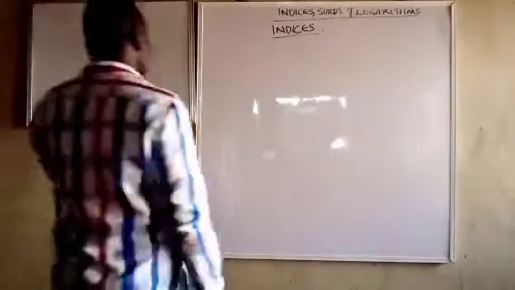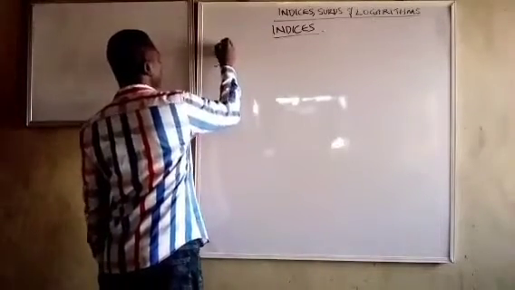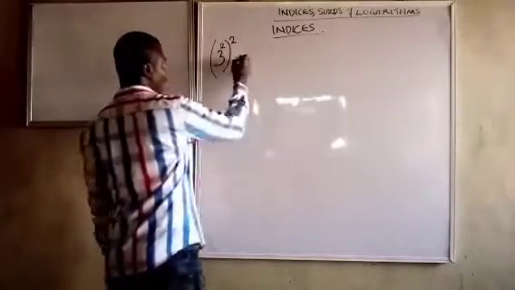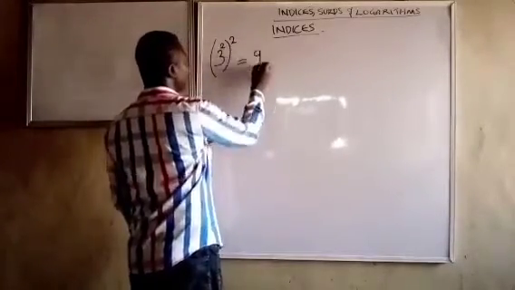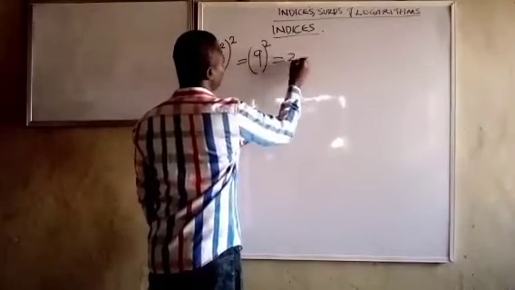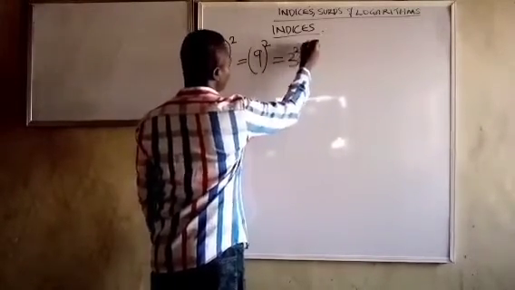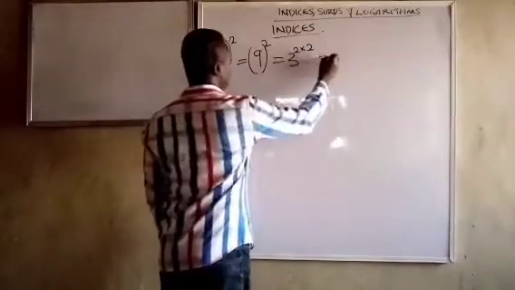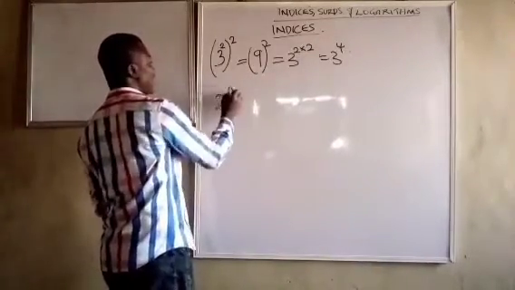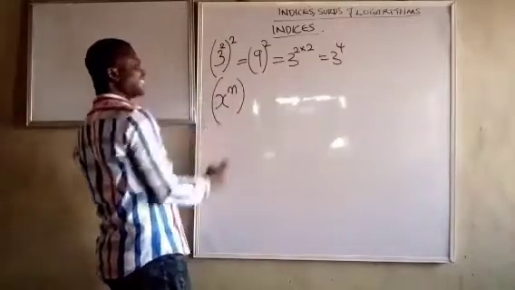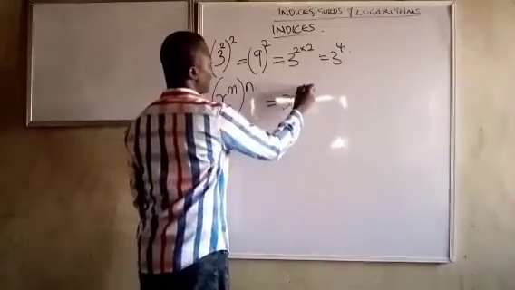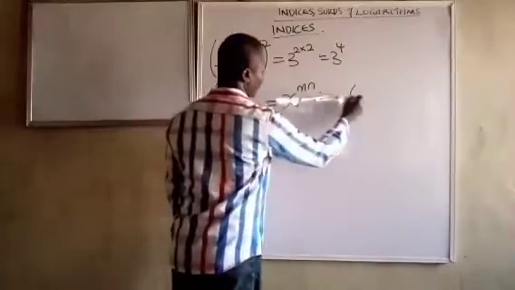Now let's look at another one. Let's say we have 3 raised to power 2. Now let's raise this one again to power 2. What does that give us? This one is 9 raised to power 2, and this at the same time is 3 raised to power 2 times 2, which is 3 raised to power 4. So in essence, when we have x raised to power n, and then this is raised to another power m, it means x raised to power n times m. I think this will be the sixth.